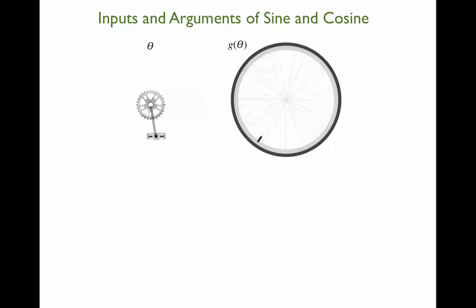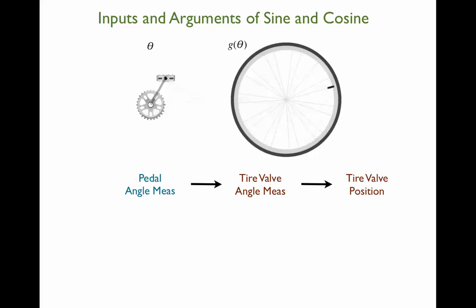Okay, so we're using this bicycle example to look at how two different angles are both changing at the same time. And that will translate to lots of broader problems, but this is a nice example to think about. So we've got the pedal angle measure, and the tire valve angle measure is determined based on the pedal angle measure, and then in the end we're looking at the tire valve position. Something about its position.